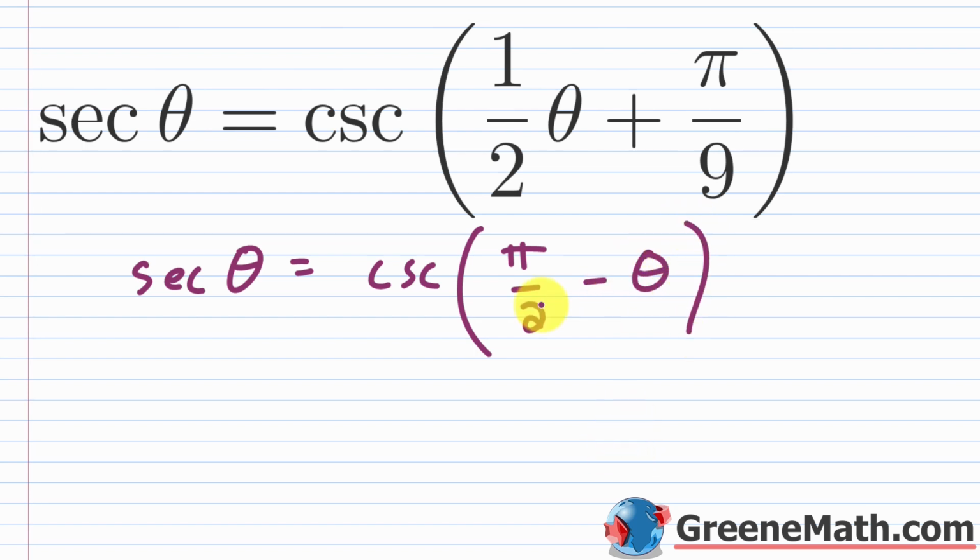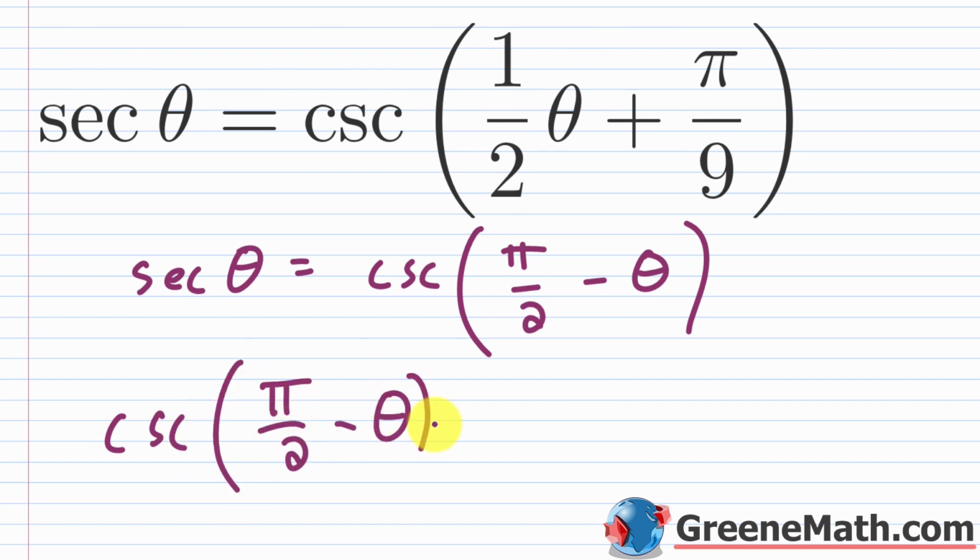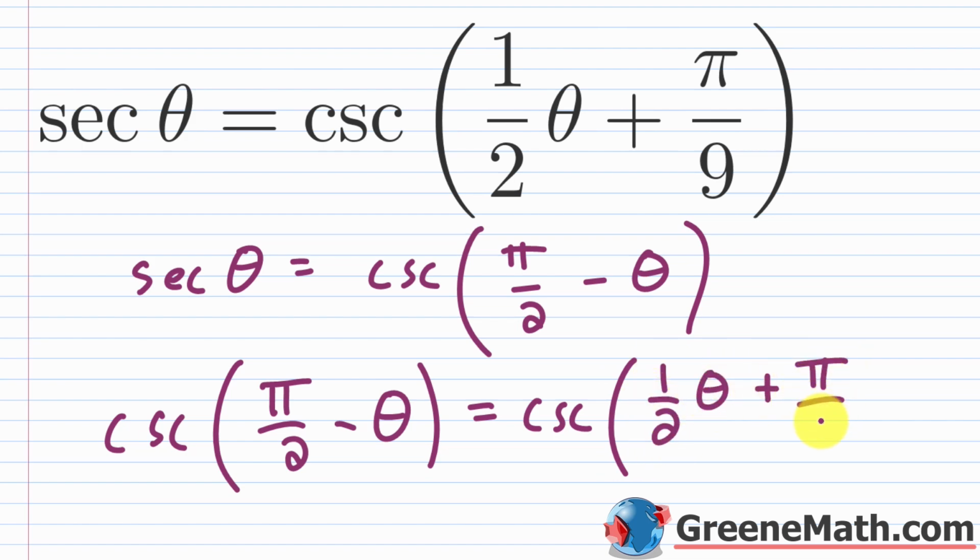Okay, so I'm going to replace this with this, so I can set the angle measures equal. So I'm going to say the cosecant of pi over 2 minus theta is equal to the cosecant of this, let's just go ahead and say 1/2 times theta plus pi over 9.